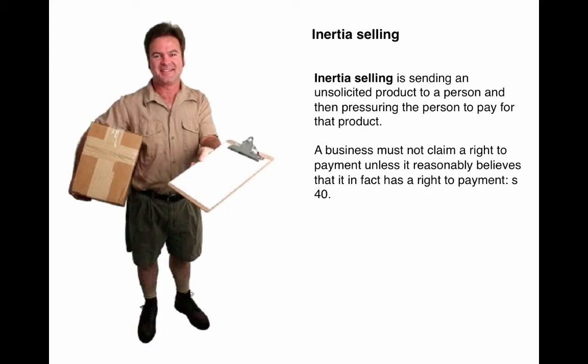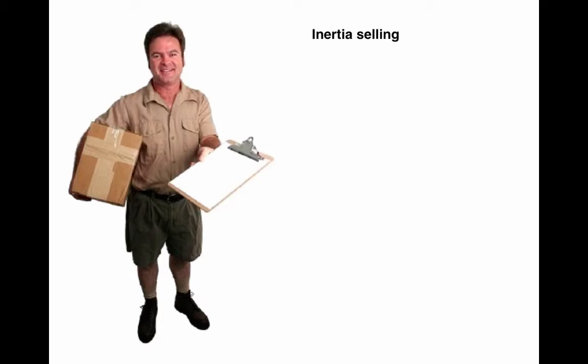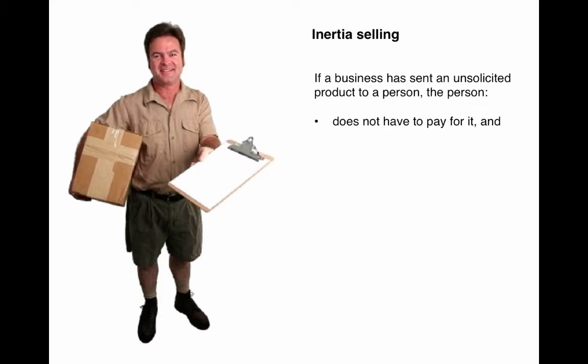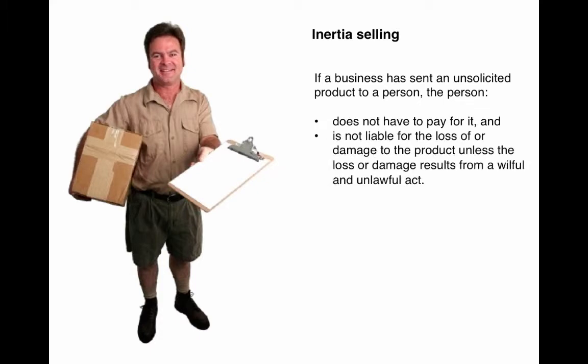Section 40 of the Australian Consumer Law specifically states that a business must not claim a right to payment unless it reasonably believes that it in fact has a right to payment. If a business has sent an unsolicited product to a person, the person does not have to pay for it and is not liable for the loss of or damage to the product unless the loss or damage results from a willful and unlawful act.